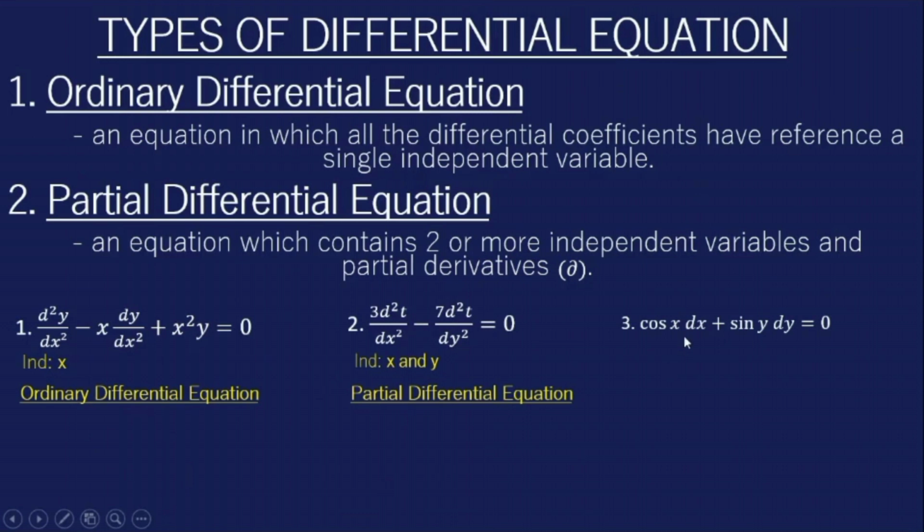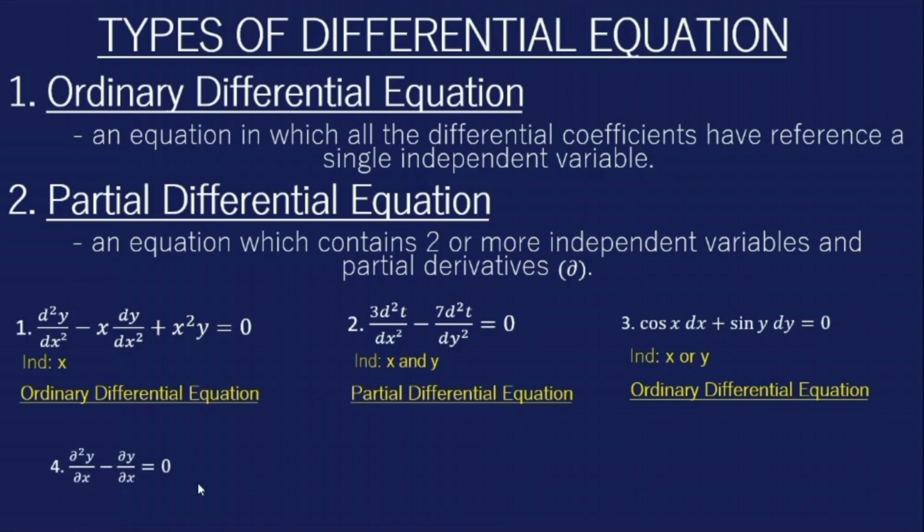Number 3: cosine x dx plus sine y dy is 0. As I explained earlier, the independent variable of this equation is either x or y. It depends on what we divide this equation by. So, since it is x or y, it is an ordinary differential equation. It is x or y only, not x and y.